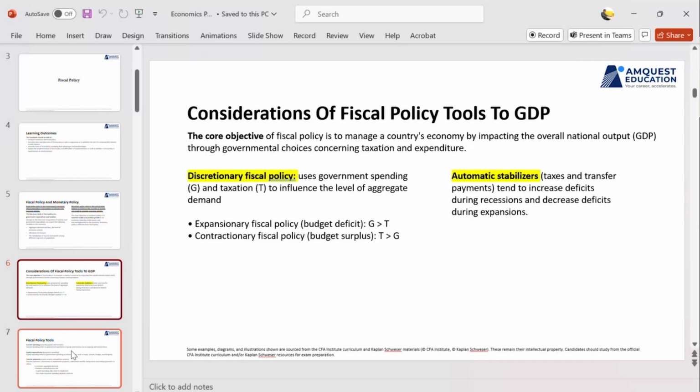Clear? Now, automatic stabilizers are where there are taxes and transfer payments that are made. These basically increase the deficit during times of recession and obviously decrease it during expansion. When there's expansion, the GDP grows and the deficit will go down. Similarly, if there's a recession, then the deficit will go up because the demand decreases and the supply will increase. So the deficit will go up. So it's important for the government to ensure that at times of expansion and recession, they are putting in automatic stabilizers that will affect and improve the economy.